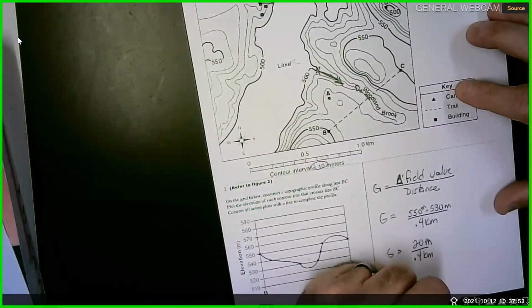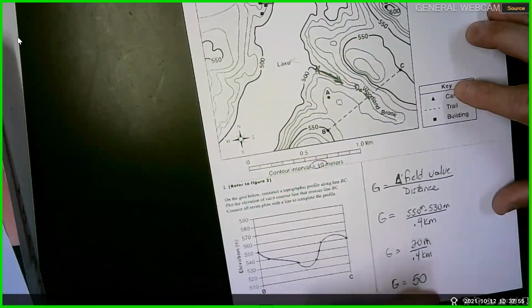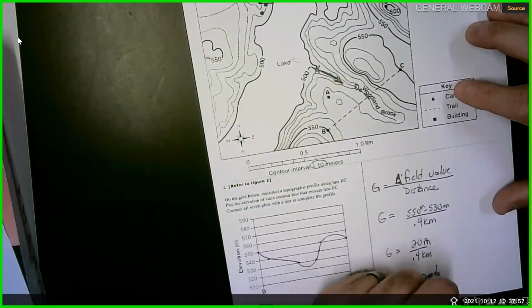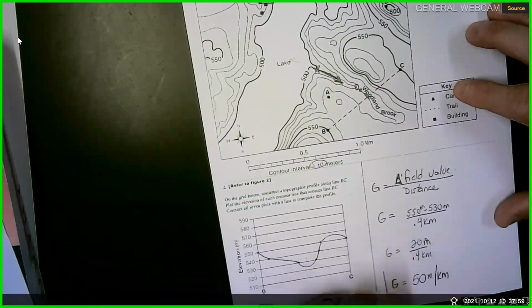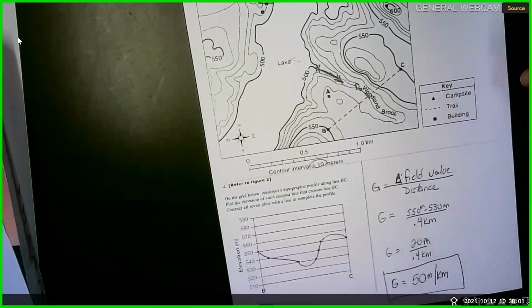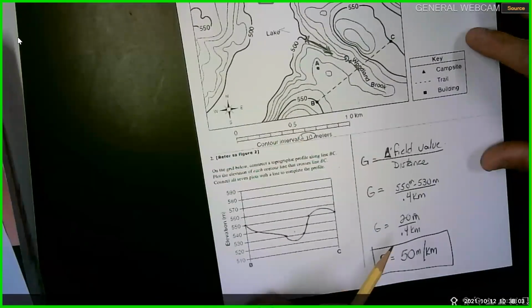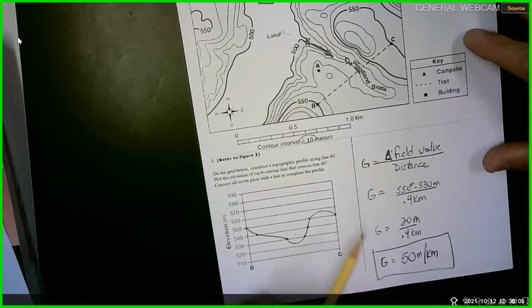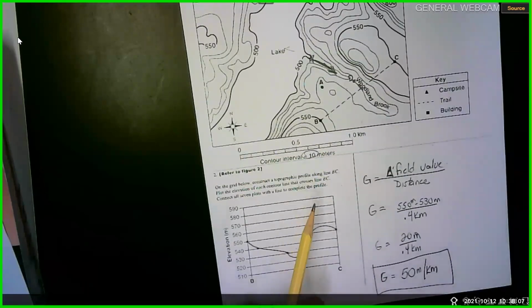So in this case, it's going to be 50 meters per kilometer. Did I get 50? Yeah, I got 50. Right, 50 meters per kilometer. That's going to be my slope. Now we know it could do this, but our average slope is going up.